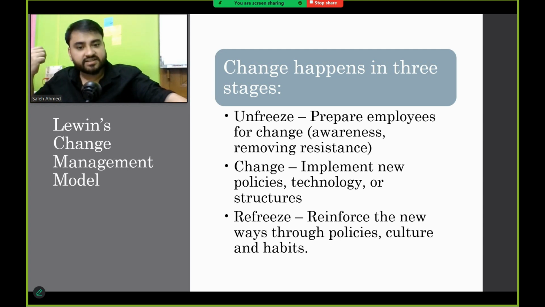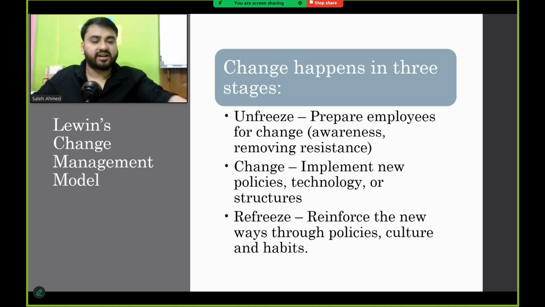Then we have something called Lewin's change management model, where we make changes in our organization in 3 stages. First stage is called unfreeze, where we prepare our employees for change. We make them aware, we remove the resistance, we remove the person who is resisting such changes to be implemented in the organization. Then we do the actual change. We implement new policies, new technology, new structures, new reporting structure, maybe the portfolio level reporting and stuff like that. Then we refreeze. Basically, we reinforce the new ways through policies, new culture and habits, right? So this is the entire change management model.